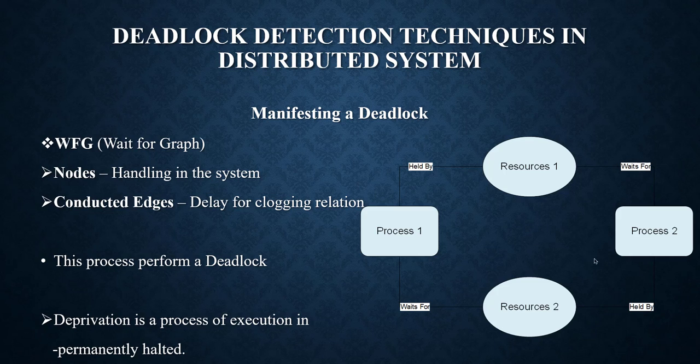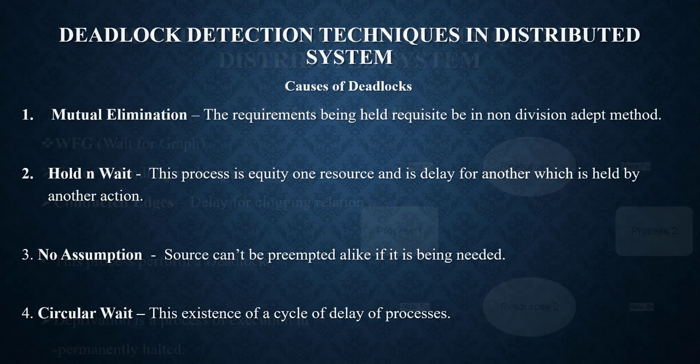So this is a manifestation of deadlock, which means a deadlock condition. There is something called a WFG, a wait-for graph, where the nodes are the processes in the system and the edges show which process is blocked waiting for another. So this is process deadlock, where the process is deprived and its execution is permanently halted. And let's move to the next slide.